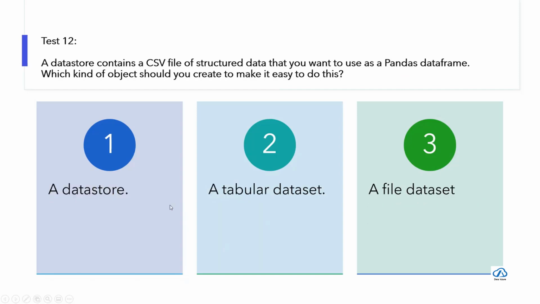Then, a data store contains a CSV file of structured, tabular data that you want to use as a pandas data frame. You want to load the data and use it as a pandas data frame for data processing. Which kind of object should you create to make it easy to do this? Is it a data store, a tabular data set, or a file data set? Okay, it is a tabular data set that you need to use.